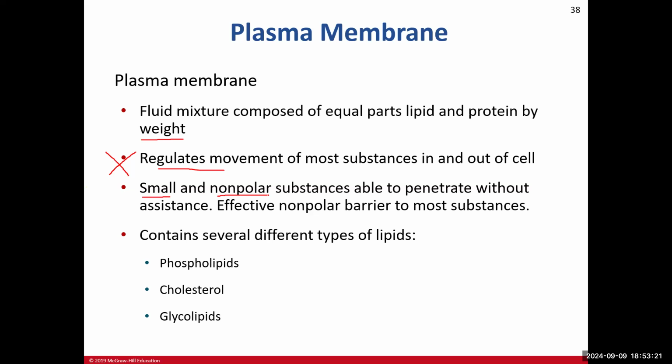Doesn't necessarily mean that you will, but you can. You can go into the cell. So this is a good thing. So small, nonpolar substances. So what are we going to find in our plasma membrane?